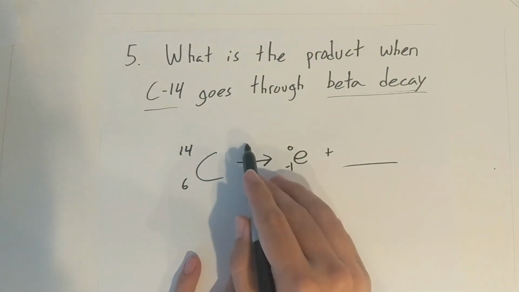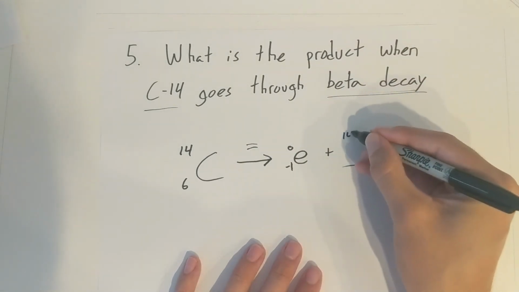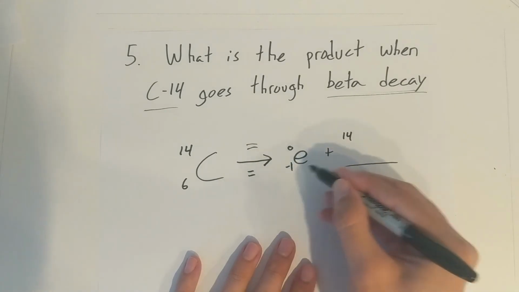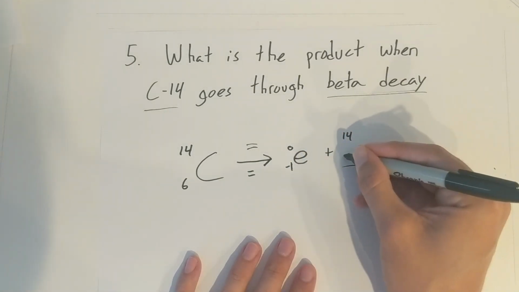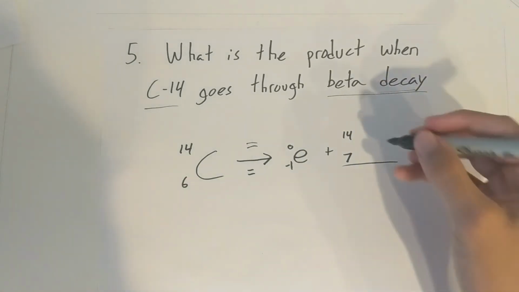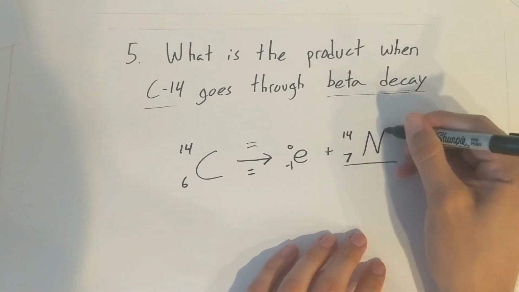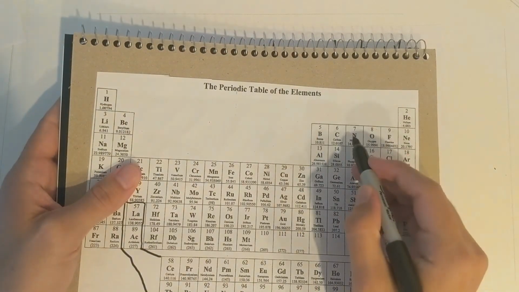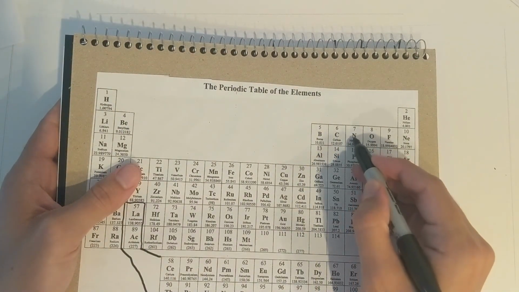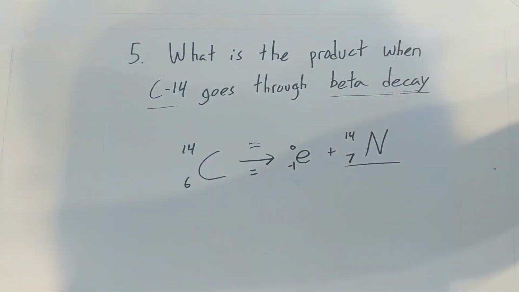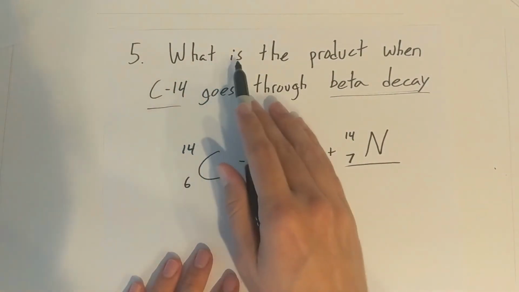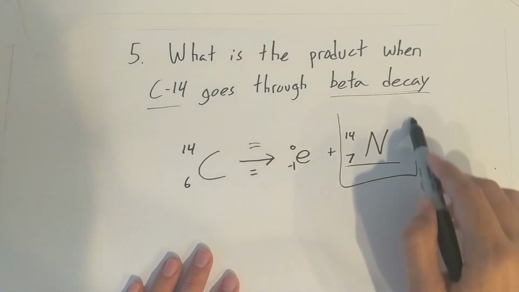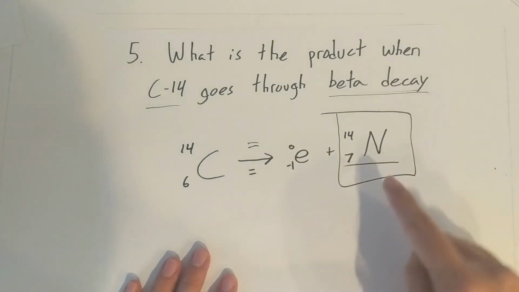So 14 equals 0 plus 14, so the mass number stays the same. And then 6 equals negative 1 plus 7. So that would be nitrogen. And then if you have to double check, we can come over here, and atomic number 7 is nitrogen. So when the question is, what is the product when carbon-14 goes through beta decay? Our answer would be nitrogen 14.